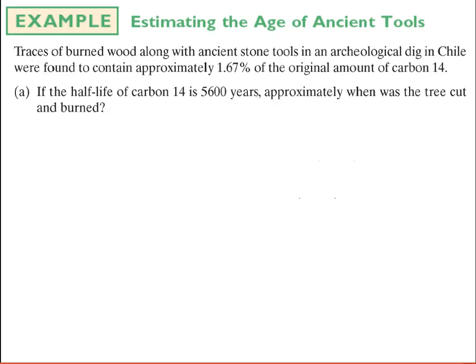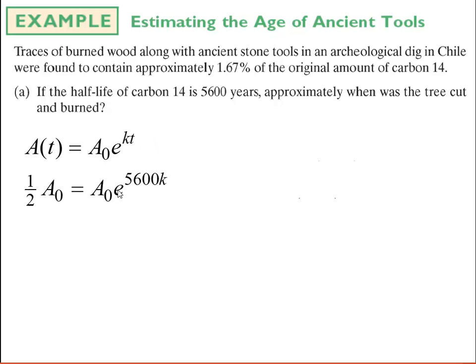In this example, I want to point out that we're not given the equation of decay like we were in the last example, but we are given information where we can find the decay rate. If I start with the typical exponential model, I know that the k value here is going to be negative if this is a decay model. And I'm being told that the half-life is 5,600 years. So whatever amount I start with, I'm going to have half of that left when t is 5,600 years.